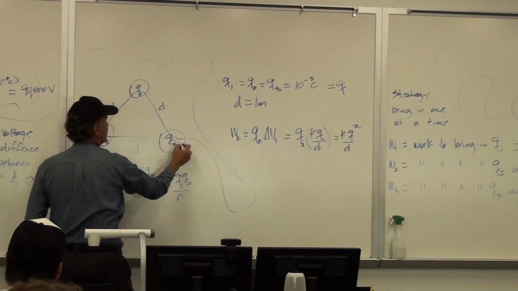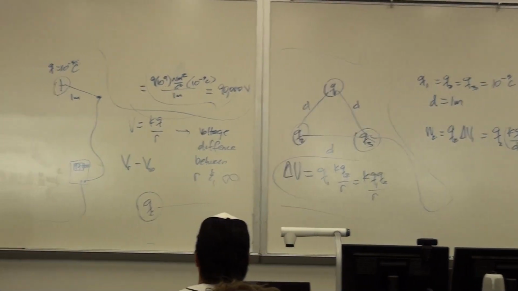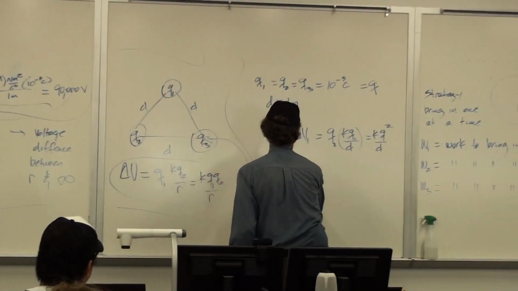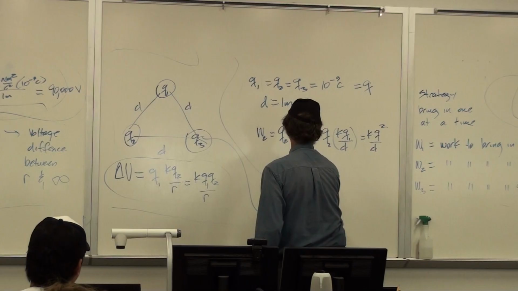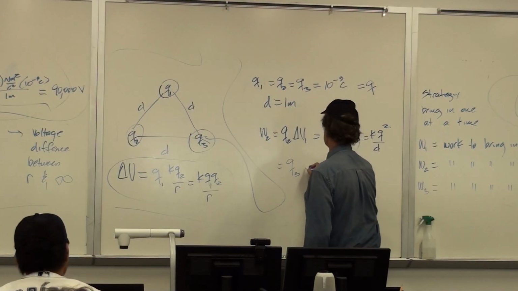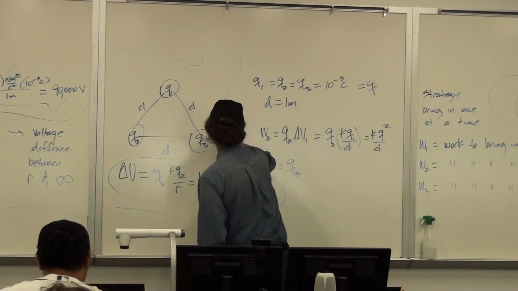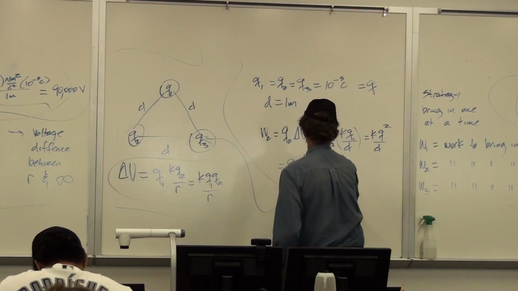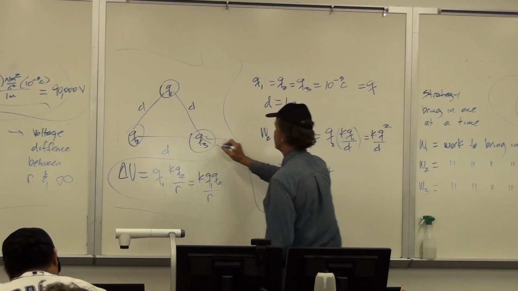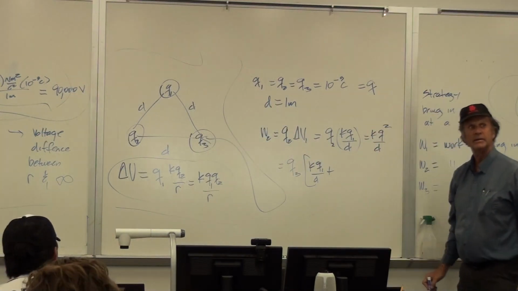Path independent, bring it into that location. And so now, what I have to do is write this as Q3 times delta V1 plus delta V2. Okay, because we've got KQ1 over D plus, and then this is not directional. Remember, it's a scalar quantity.